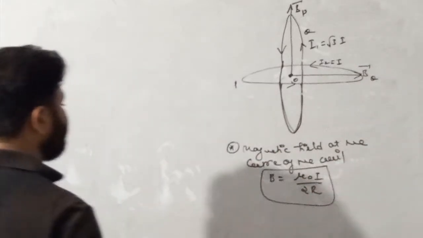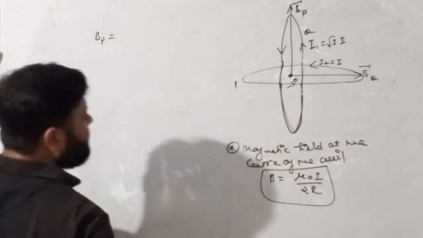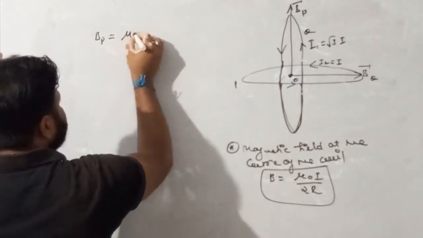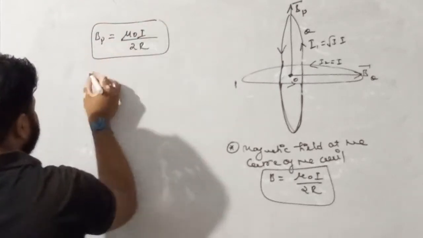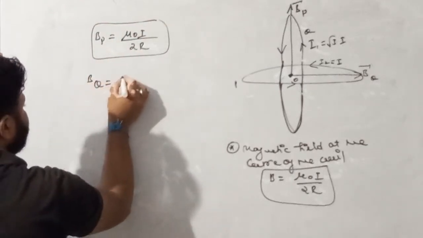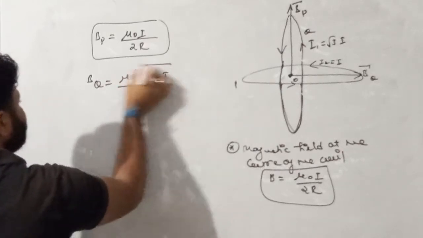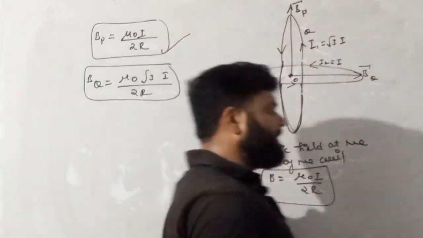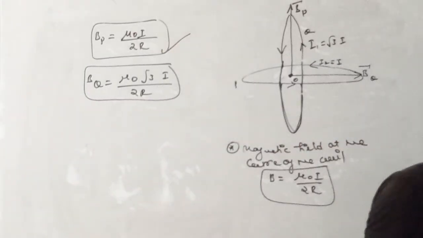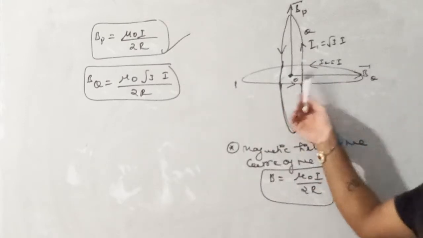Now see, my dear student, the magnitude of magnetic field due to the P coil is equal to mu naught I by 2R. Similarly, magnetic field due to the Q coil is mu naught root 3 I by 2R. This is the value of magnetic field at point O due to the P coil, and root 3 I is the value of magnetic field due to the Q coil at point O.